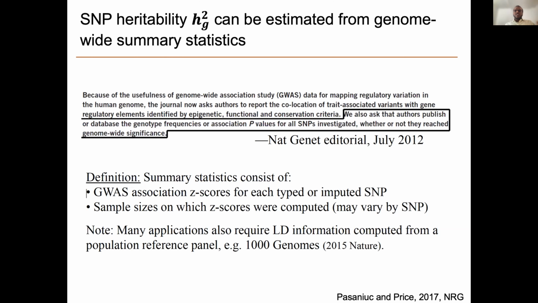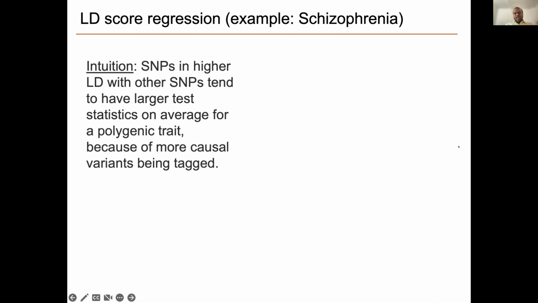And the question then was: if we are given GWAS summary statistics and maybe an external LD reference panel, can we still go ahead and estimate the heritability? And this is where the LD score regression method comes into play. The LD score regression was mainly built around the intuition that SNPs that are in higher LD with other SNPs tend to have larger test statistics, like a higher magnitude of z-scores or higher chi-square statistics on average for a polygenic trait.